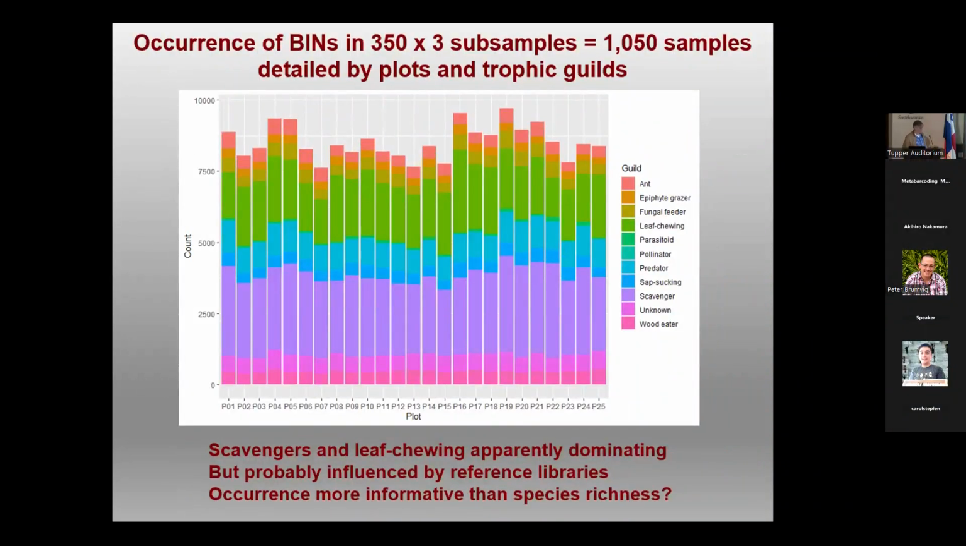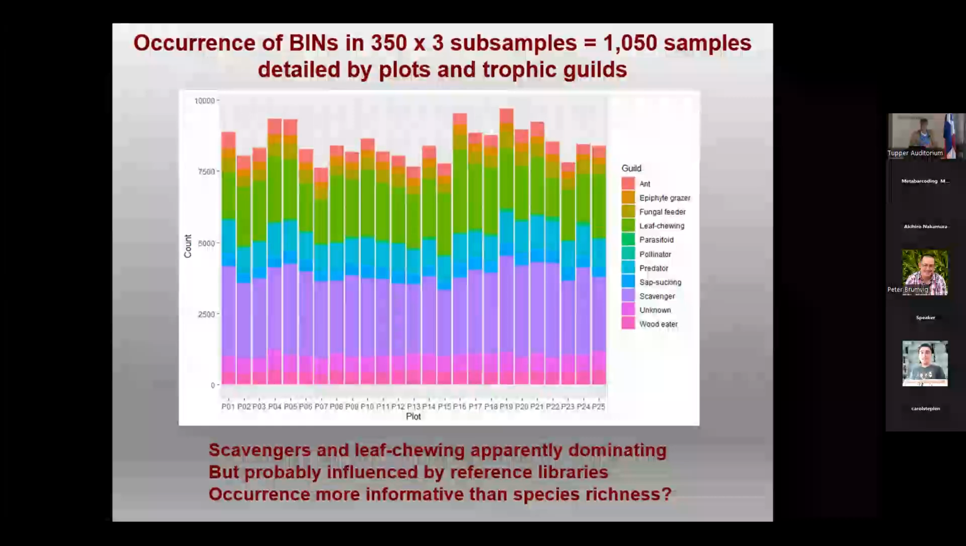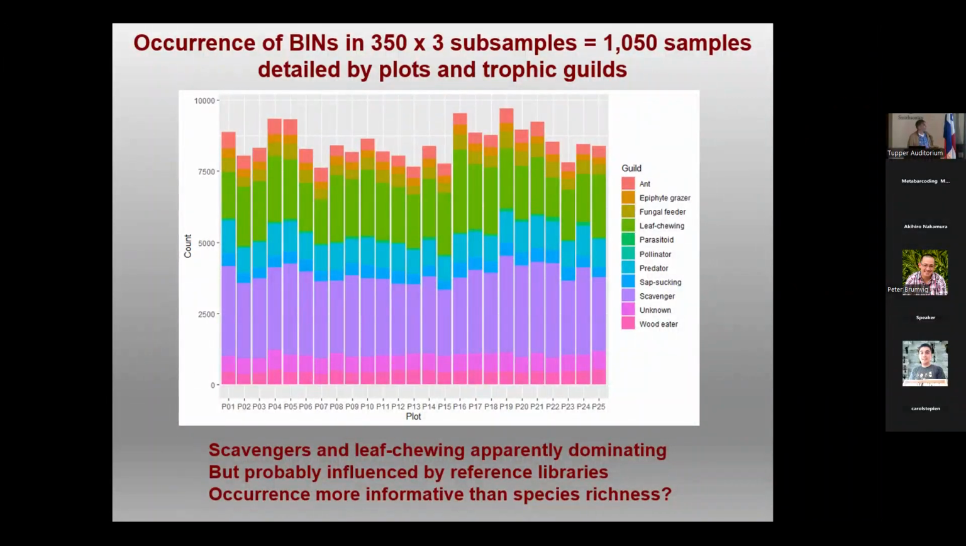Now, if we look at the occurrence, or the prevalence, for those 350 samples, we actually took 3 replicates just in the lab analysis. And so altogether we have about 1,000 samples. So you can look now at the occurrence of those bins in each of the sampling methods across the season, the dry or wet season. And you could basically have the same sort of distribution here.